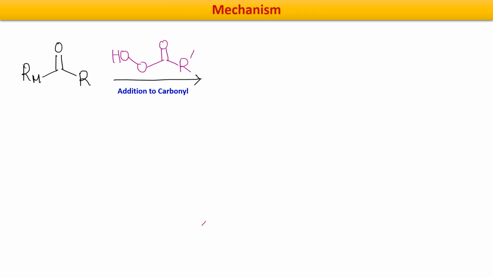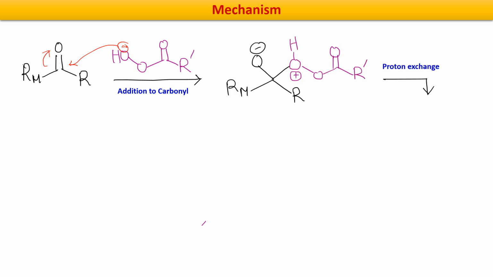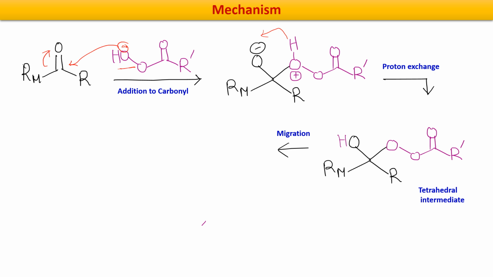Here the first step is addition to the carbonyl compound. This oxygen, that is OH, its lone pair attacks this carbonyl carbon, and there will be a negative charge over this oxygen. This is very simple. On the right-hand side you can see the negative charge over this oxygen, and this oxygen is now positively charged. Next there will be a proton exchange. This hydrogen will come to this O minus, and the positively charged oxygen on the right-hand side will become neutral. It will look something like this, and this is a tetrahedral intermediate.